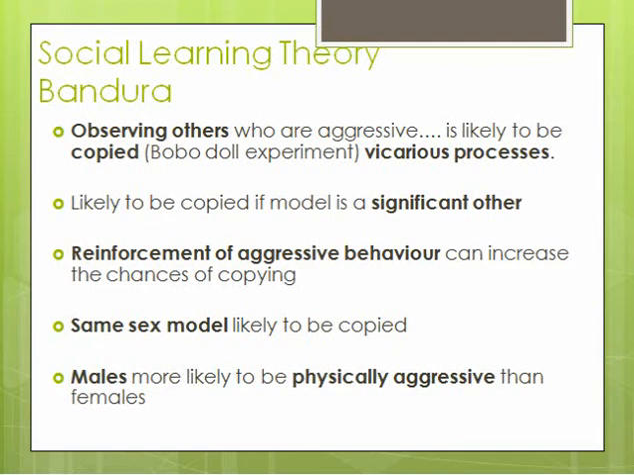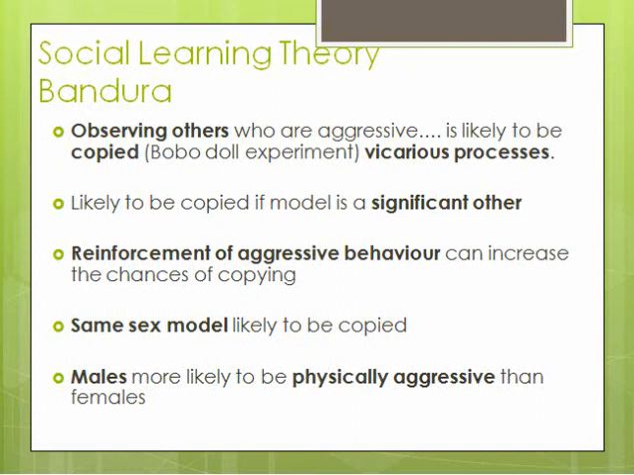The next theory we're going to look at is social learning theory by Bandura. And all of the social learning theories have the same kind of keywords that you need to remember. So the first thing is that we're learning this aggression from observing others. It is likely to be copied. If we're watching someone that's aggressive, we're likely to copy that.